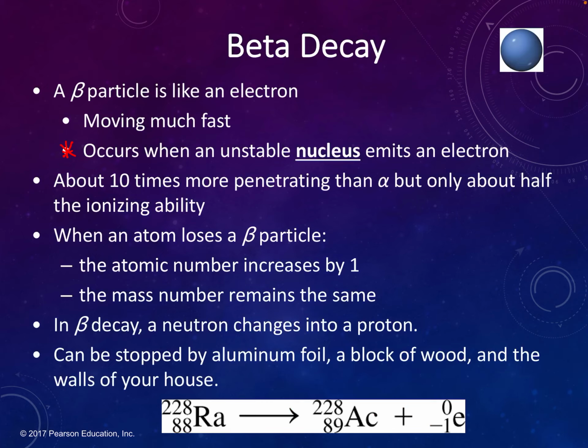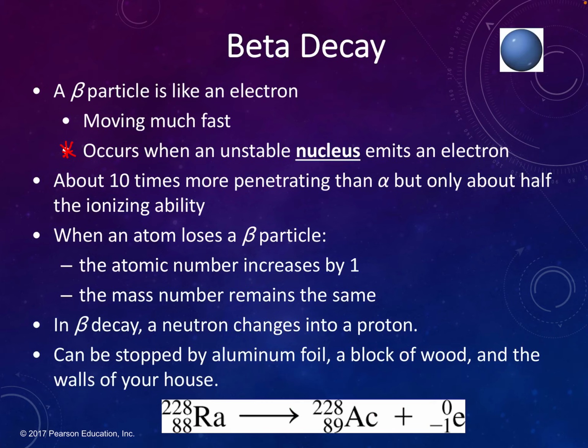This is about 10 times more penetrating than our alpha decay because it's so small, right? Electrons are really tiny, especially compared to protons and neutrons. Those are much more massive than an electron. So it's a lot more penetrating, but only about half as ionizing because it's small. Okay, and again, I think your book talks about this as like a 4-door sedan, right? So it can get through more places than a semi, but if it crashed into you, it's not going to do as much damage.